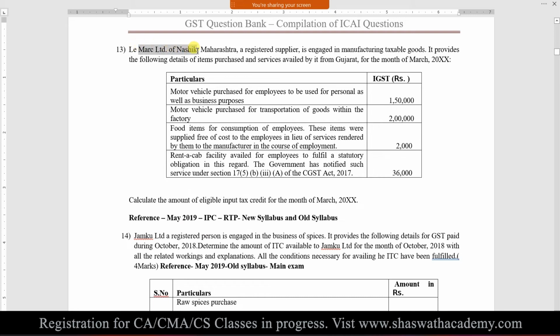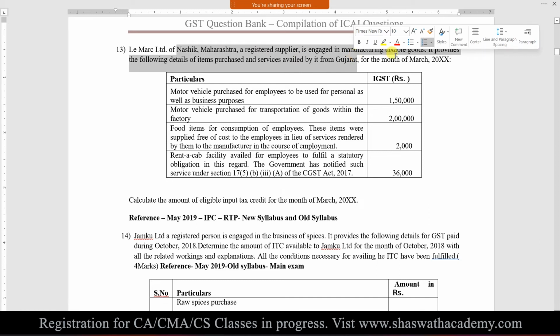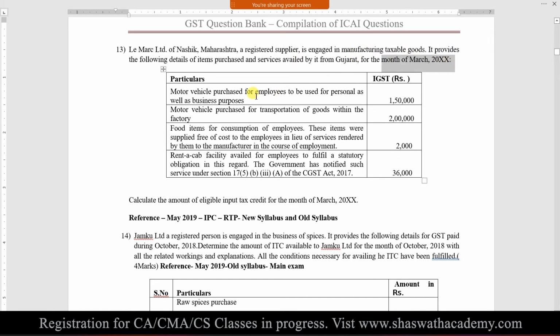Limak of Nasik, Maharashtra, a registered supplier, is engaged in the manufacturing of taxable goods. So they are giving you the hint: supplier is engaged in the manufacturing of taxable goods. That means you should be entitling them to credit. The following detailed items of services are purchased and availed by it from Gujarat. So therefore it is an IGST transaction. They are in Maharashtra, they are purchasing from Gujarat. So IGST transaction for the month of March has been given.